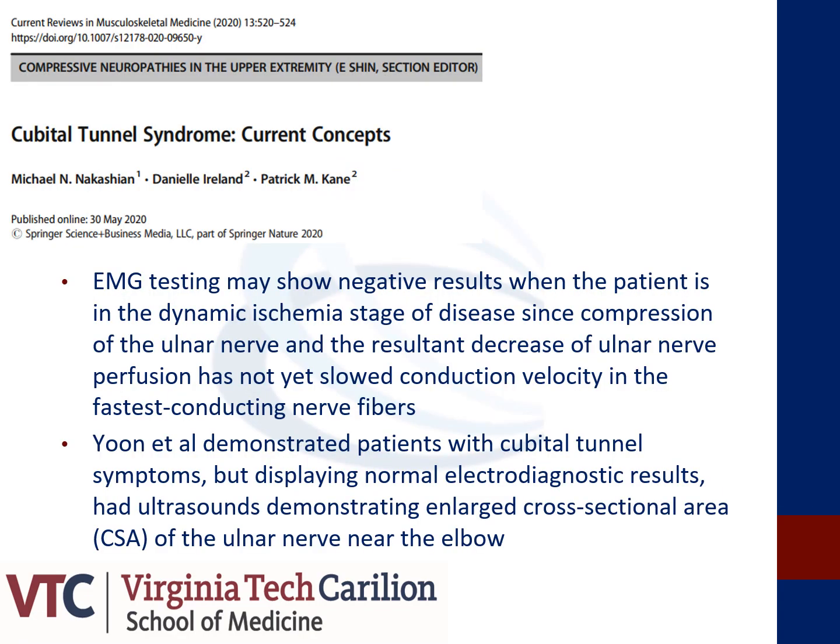However, we can use ultrasound for more proximal compression of the ulnar nerve at the cubital tunnel. One of the concerns about cubital tunnel is that our EMG testing, which we had previously relied on so heavily for carpal tunnel syndrome, is not as effective when utilized for the diagnosis of cubital tunnel. In fact, EMG testing can show negative results when they are still in the dynamic stage of ischemia prior to them having slowed conduction velocity.